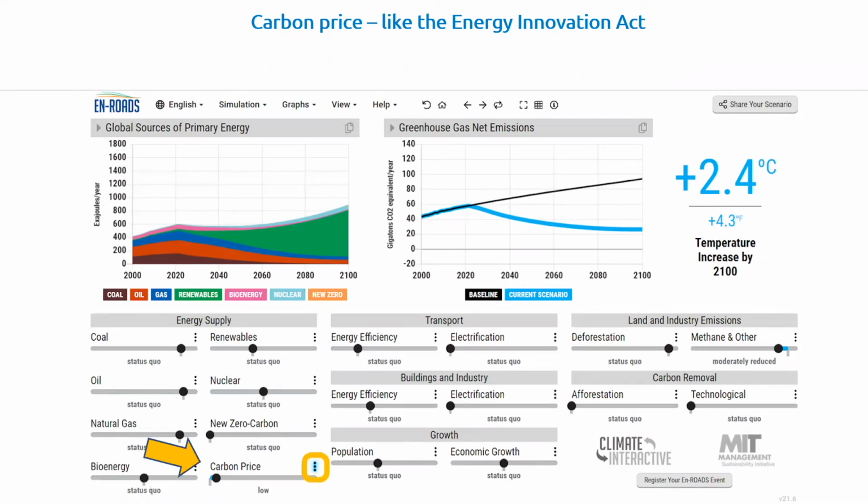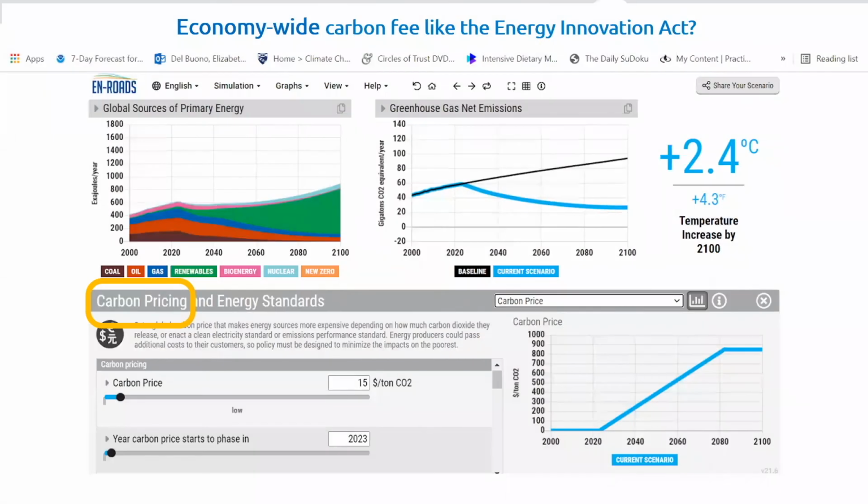So let's take a look at what we're talking about when we're talking about a carbon price like the Energy Innovation Act. We would hit those three little dots and look at it more closely. Now, this is a market incentive for real change. And the way it works is this. We would put a price on the CO2 or CO2 equivalent produced by a fossil fuel product, and the fee would be administered to the fossil fuel companies, so at its source, when it comes out of the ground or into the country. And the fossil fuel companies would pay the fee and probably pass the fee down to the consumer.